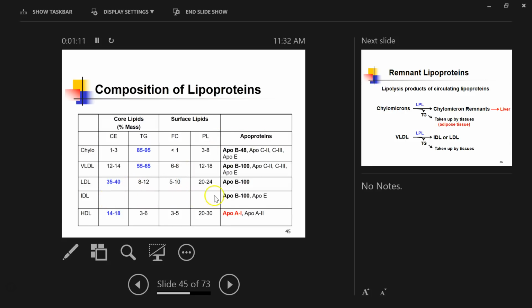And also the ApoE and ApoB100. These two apoproteins are very important for LDL receptor functioning, right? So these two apoproteins are required for binding of LDL to the LDL receptor. And deficiency of these two apoproteins can also cause some problems, right? That particularly affect LDL concentration or atherosclerosis.